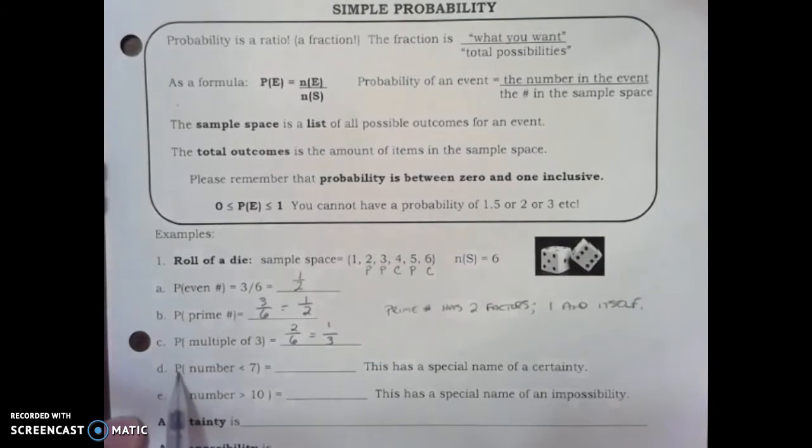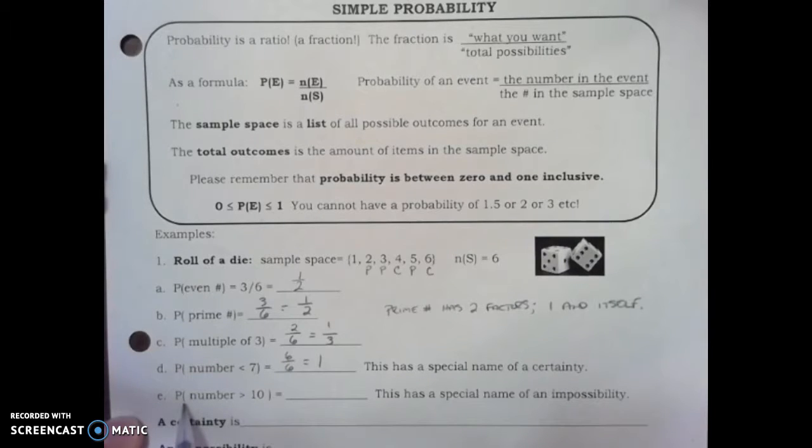In part D, they wanted to know the probability of getting a number that's smaller than 7, a number less than 7. And if you look at all the possibilities, all of them are less than 7, so that's 6 out of 6, which has a probability equal to 1. This has a special name, which is called a certainty.